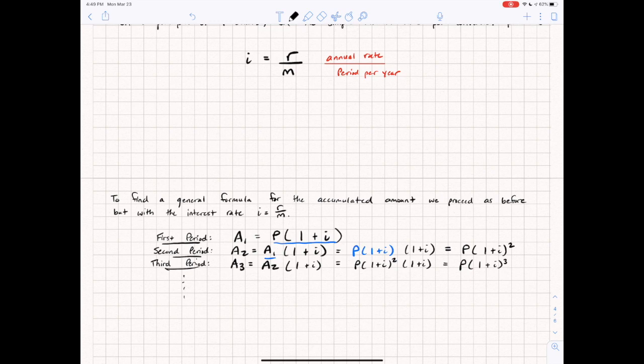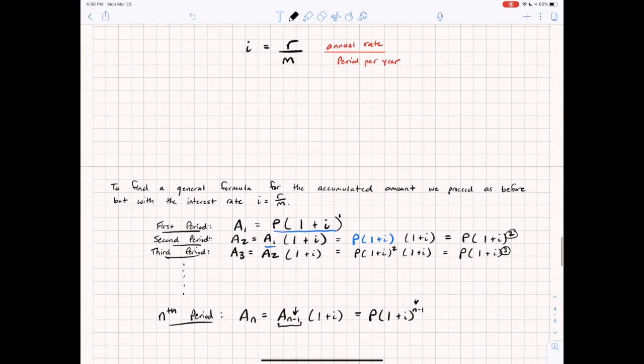Now, if I continue this all the way to the nth period, so the nth calculation, then A_n, however much money I'm going to accumulate by that period, would be equal to the previous amount times another copy of 1 plus i. Well, how much is this previous amount? This previous amount would be my principal times 1 plus i to the n minus 1, right? Whatever this number is, that's the power being raised. First period, first power. Second period, second power. Third period, third power, etc.